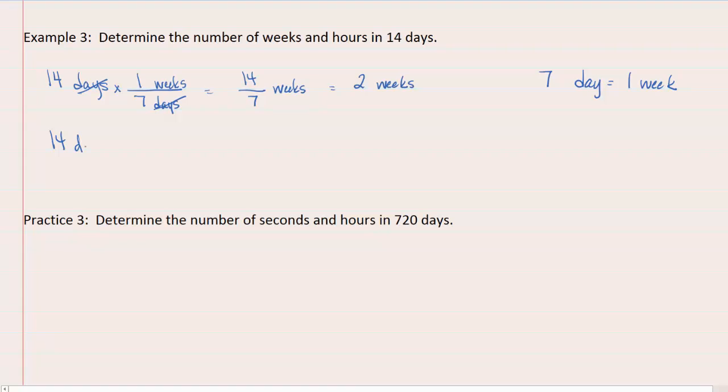Now let's convert the 14 days into hours. We must remember that 1 day equals 24 hours. So we will start by putting 1 day in the denominator and 24 hours in the numerator. We would like the days to reduce out. We now have to do 14 times 24. 14 times 24 is 326 hours. So there are 326 hours in 14 days, which is equivalent to 2 weeks.